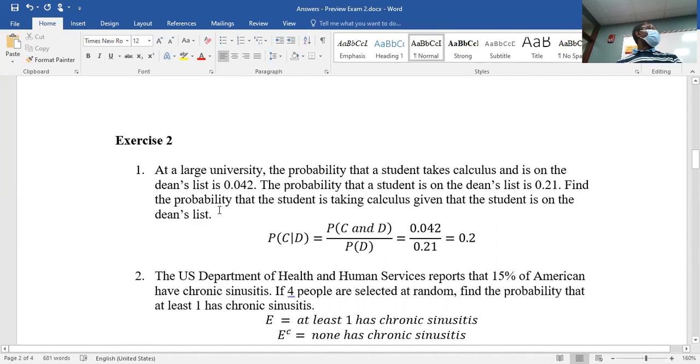So at a large university, the probability that a student takes calculus and is on the dean's list is 0.042. So we have an and here. The probability that a student is on the dean's list is 0.21. Find the probability that the student is taking calculus, given that the student is on the dean's list.